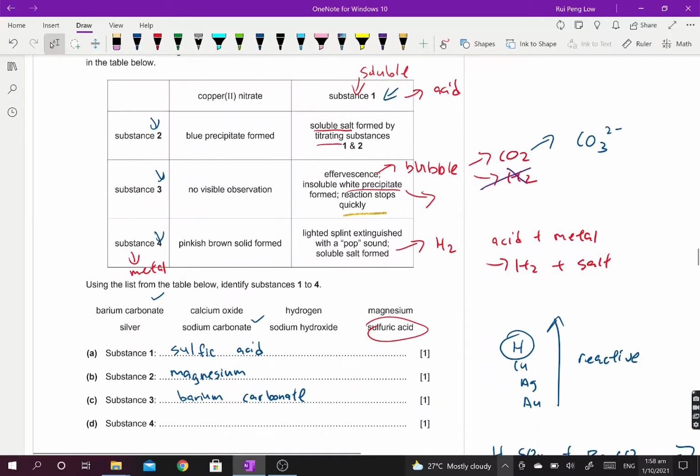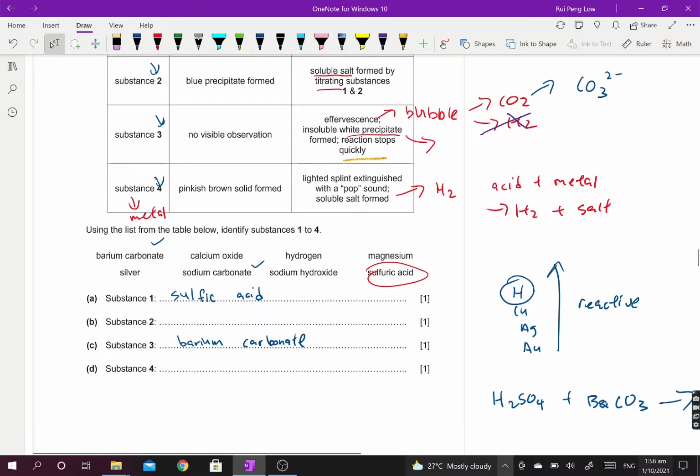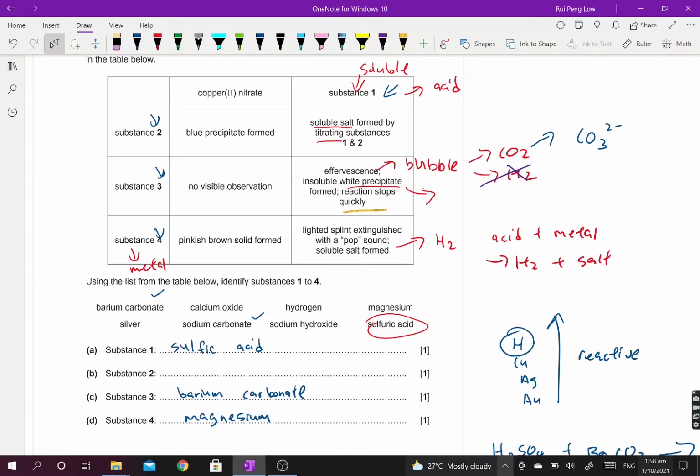Substance 4. Oh, sorry, I made a mistake. Substance 4 is magnesium. Okay, I hope I don't confuse you guys. I was referring to substance 4 and not substance 2.